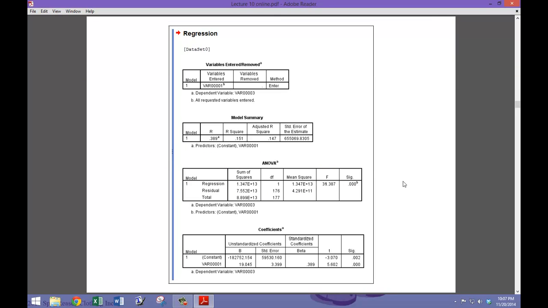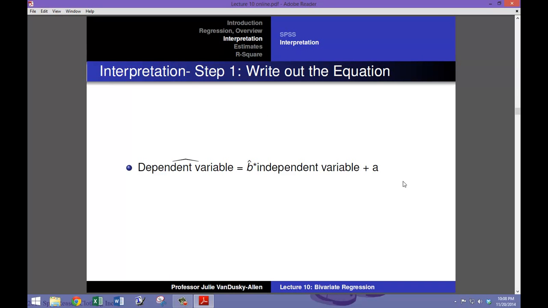This is what a regression output from SPSS looks like. The first step in interpreting these results is writing out your regression equation. The equation is the dependent variable hat equals b hat times the independent variable plus a hat. We know that our dependent variable is net migration and our independent variable is GDP per capita. So we can insert that information here.